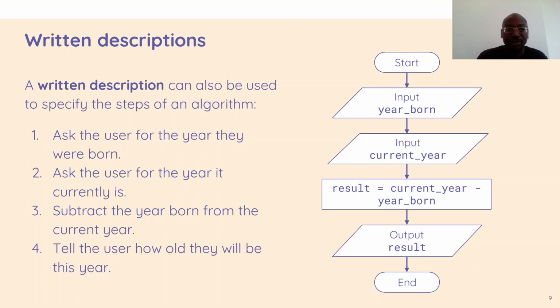Okay, next. Written description. A written description can also be used to specify the steps of the algorithm. So let's bring it down into how it goes. We're not going to say, oh, start. We're going to use: ask the user for the year they were born. That's the first box. Ask the user for the year it currently is. Next box. Subtract the year born from the current year. Step 3. That was the next box. And then tell the user how old they will be this year. Output result. Okay, end. Next.